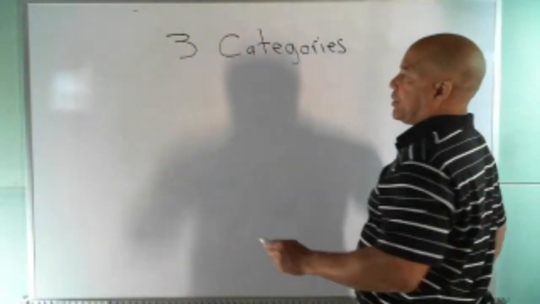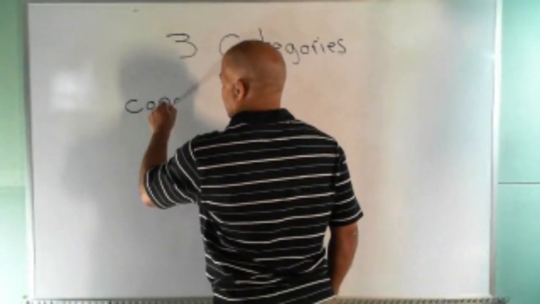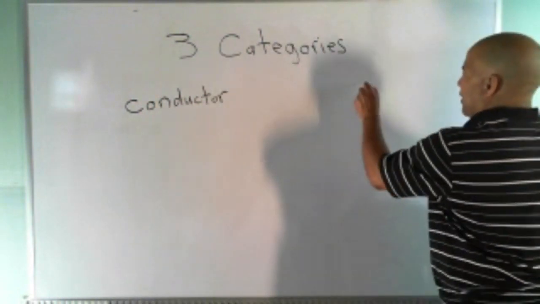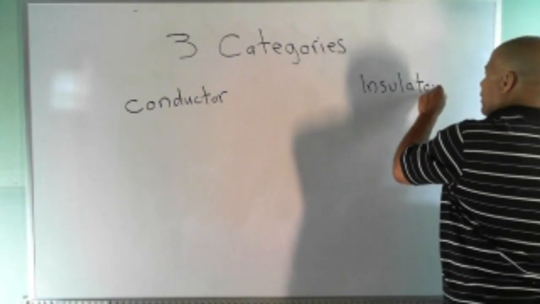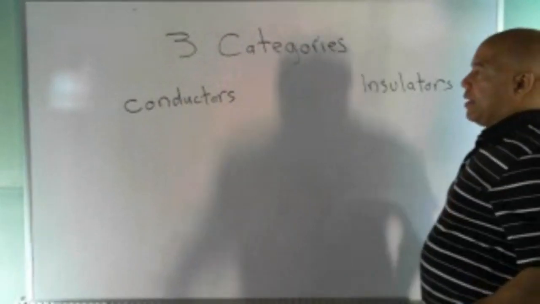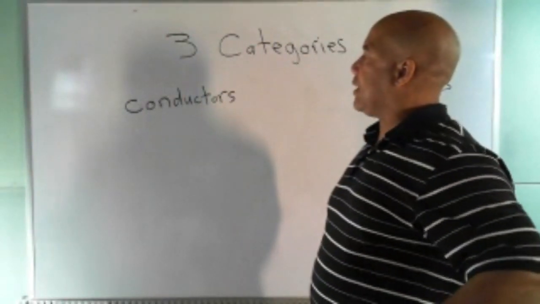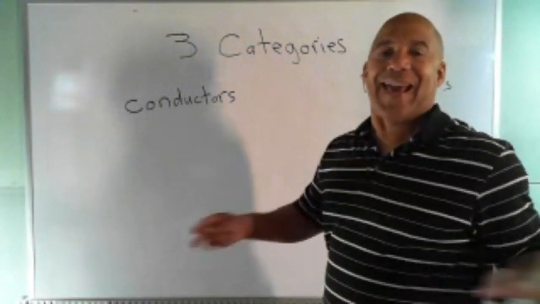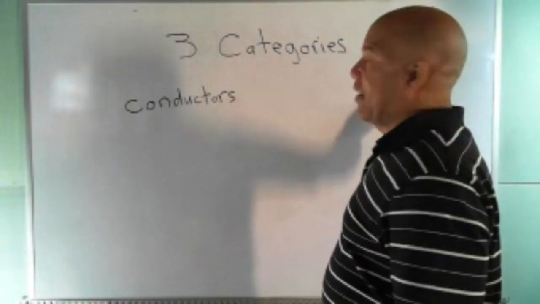Three categories. You can have conductors, you can have insulators. And I'll talk about the third one in just a second. So in the study of electricity, we understand that there are different categories of materials. You can have conductors, you can have insulators.